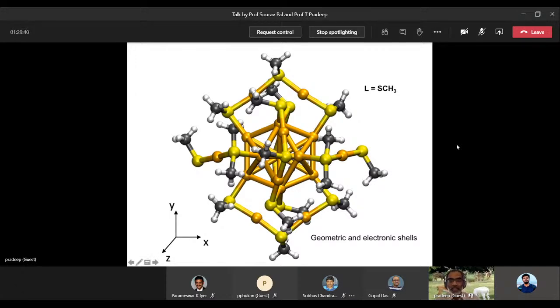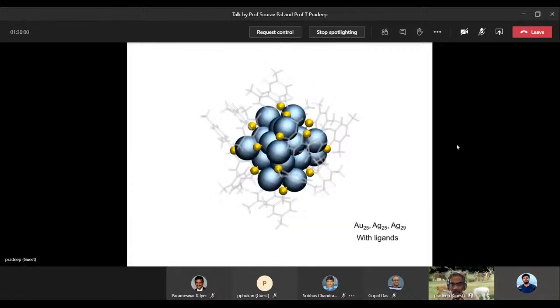You can compute all the properties of this. These are gold atoms, and these are sulfur atoms, this is carbon and hydrogen. As you can see, this is built with an icosahedral core with a center atom and 12 atoms outside, and then there are certain staple atoms. We'll come back to this a little later.